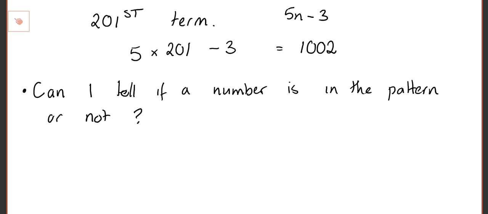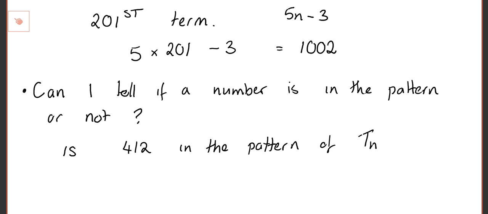Okay, shall I write a rule? So shall I say is, give me a number, 412 in the pattern of Tn equals, well, should we do 5n subtract 3? Okay, makes sense. Let's do the same thing again, yeah? Makes sense. Why not? Let's carry on. G's in the middle. Go on, G.